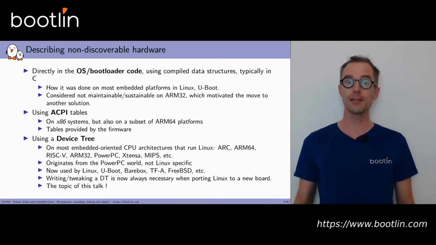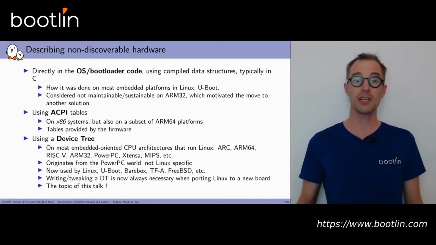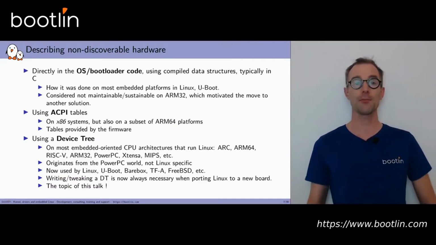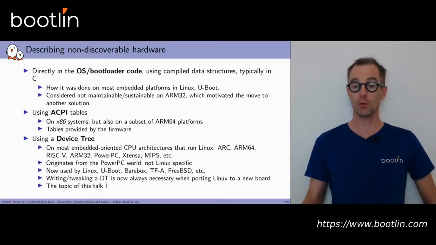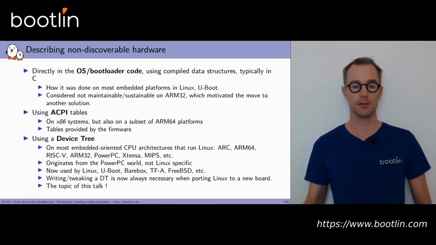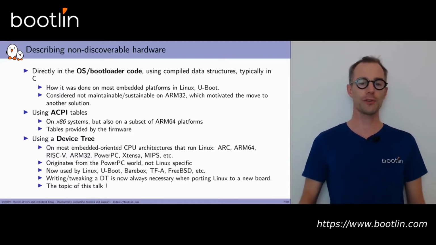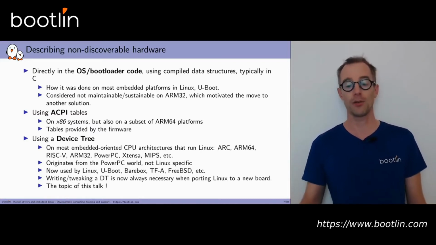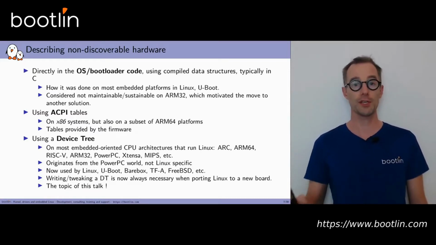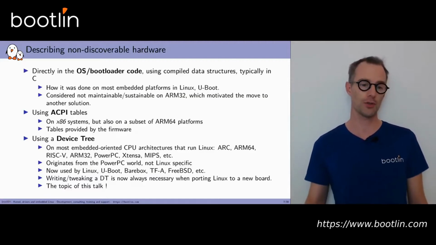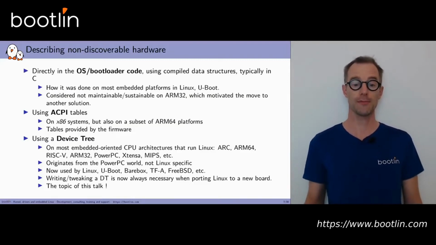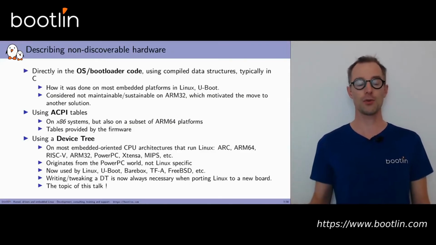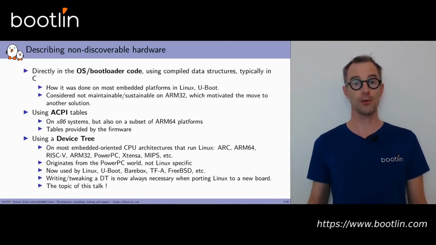So we have different possibilities to provide this description. It can be done directly in the operating system or bootloader code using compiled data structures, typically in C. And this is how it was done on most embedded platforms in Linux and U-Boot. But it was at some point considered not maintainable or sustainable, mainly on ARM32, which motivated, for this specific architecture, the move to another solution. Another solution that exists on some platforms is ACPI tables. This is the widely used solution on x86 systems, but it is also now available on a few ARM64 platforms.